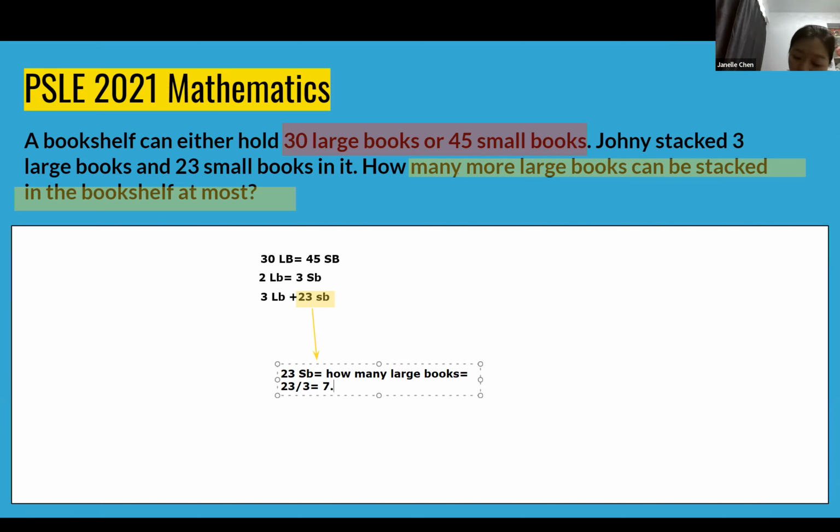So we will have 7 and then remainder 2. That remainder 2 basically means we don't put in another book. We can only put in 7 books. So that is equal to 7. And then I will need to times 2. So 7 times 2 is equal to 14. So this is 14 large books. So 23 small books is equal to 14 large books.